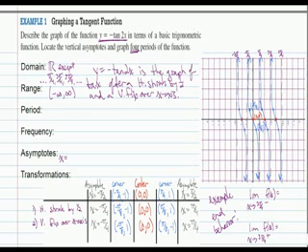The period of a normal tangent curve is pi. Now this has been horizontally shrunk in half, so this is going to be pi over 2, which leaves the frequency at 2 over pi.